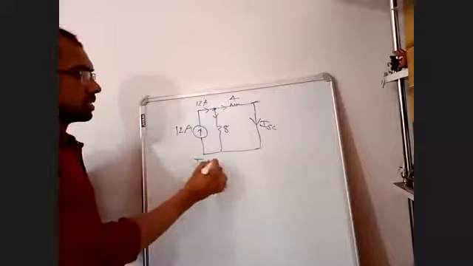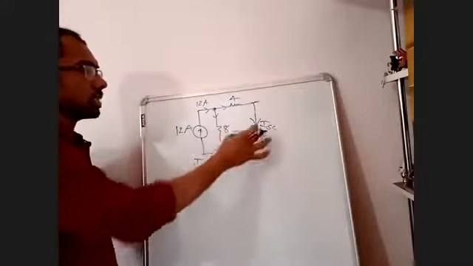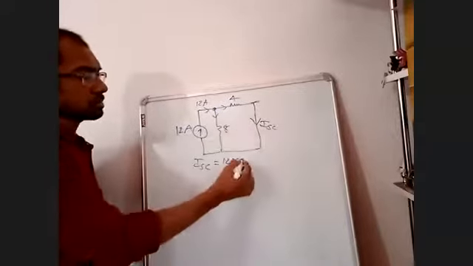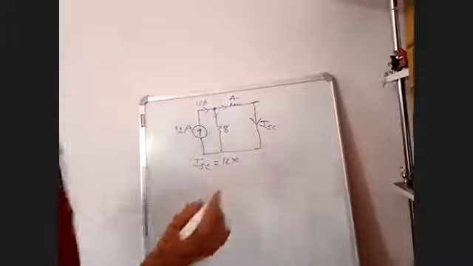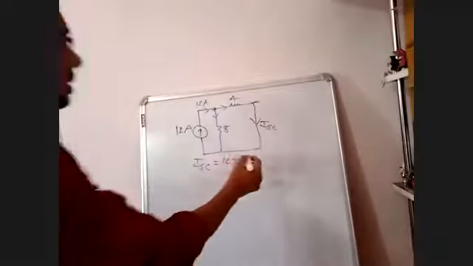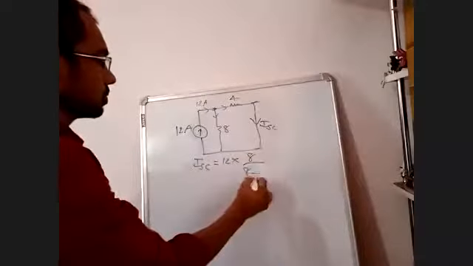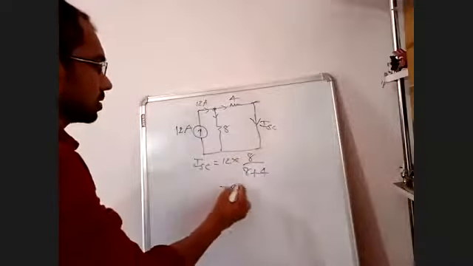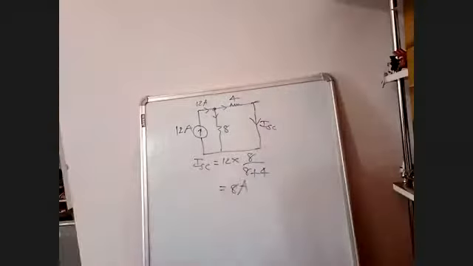ISC is equal to total current into, what is the opposite branch for ISC? 8 ohms. So 8 by 8 plus 4. That is equal to 8 ampere. That is your short circuit current.